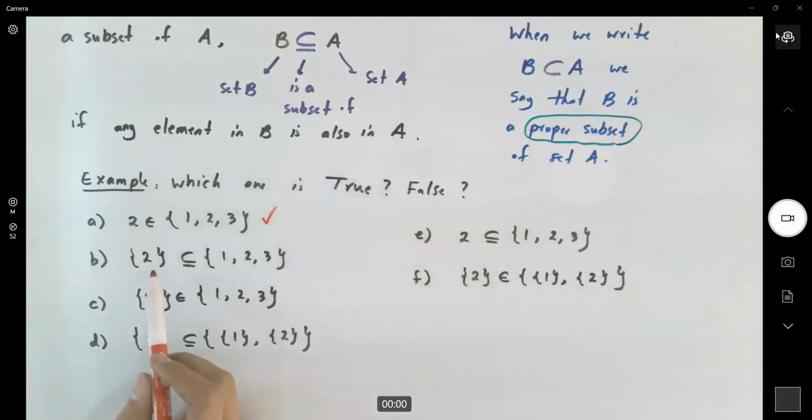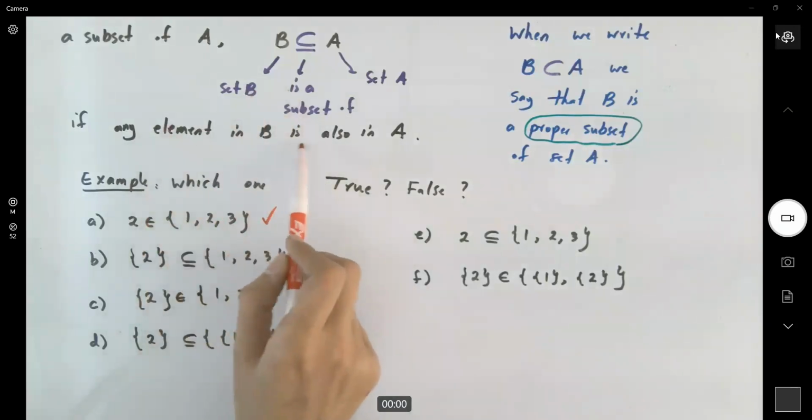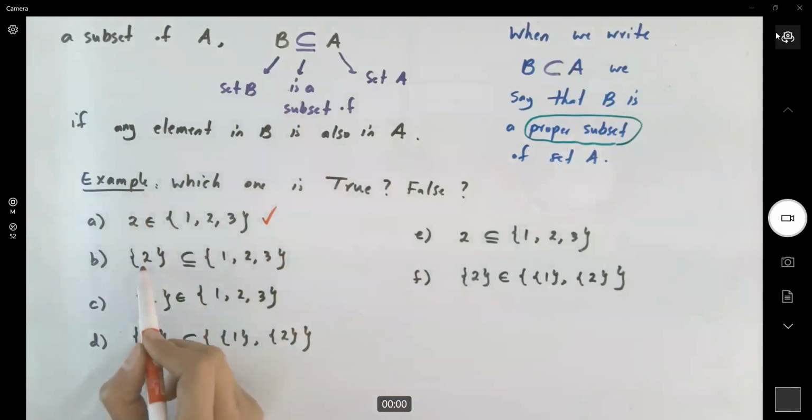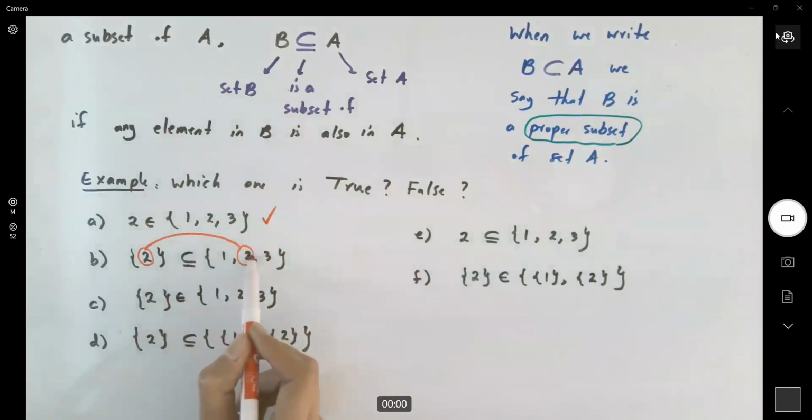This guy says, hey, the set including 2 is a subset. What was the definition of subset? Any element in the smaller set is also in the larger set. This element is in the smaller set. This element is also in the larger set. So it fits the definition of subset.